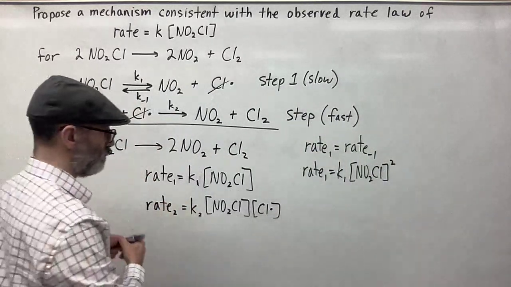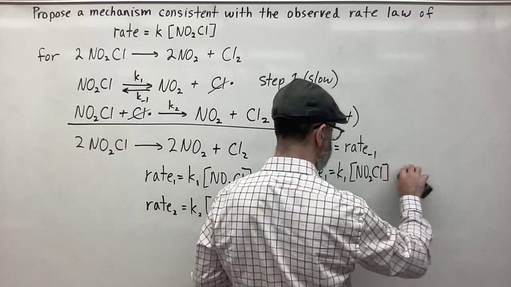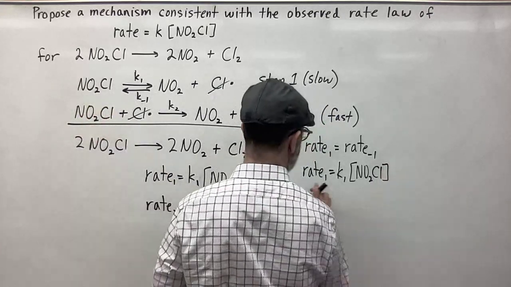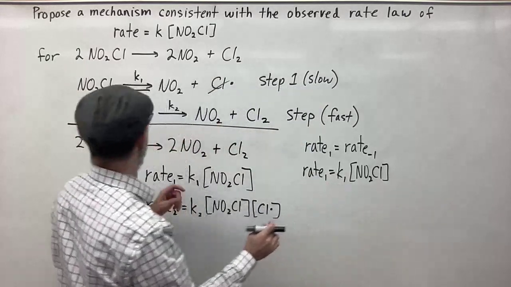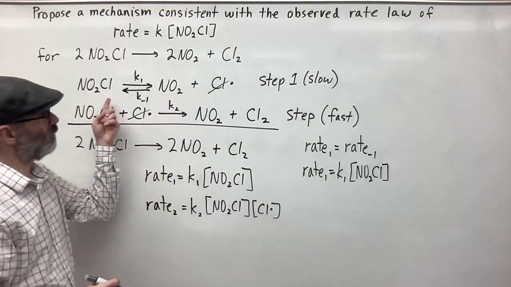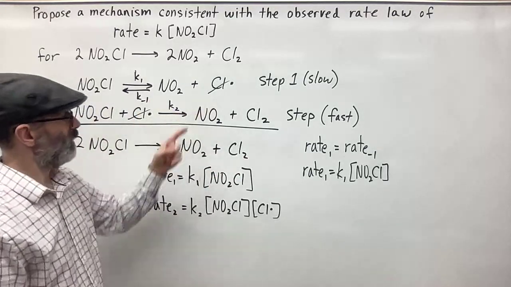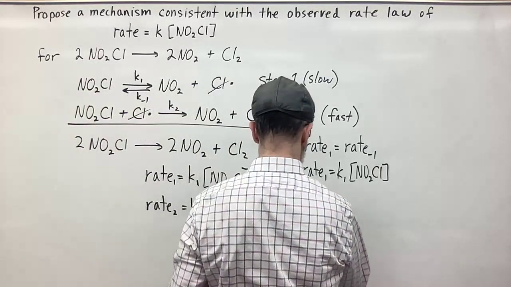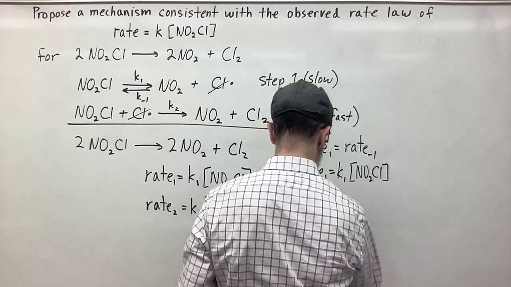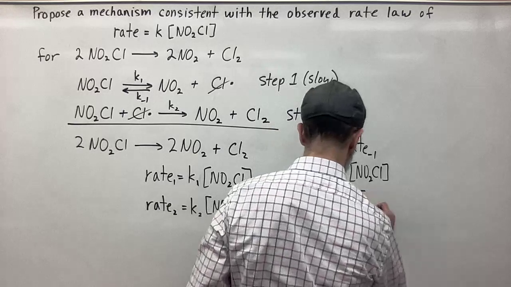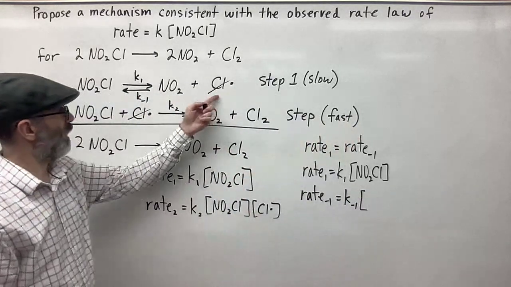Oops, I'm looking at the wrong one. Sorry, not squared. To the 1 here, right? So that would be rate 1 equals K1 times NO2Cl. And then if we do the reverse one here, then it would be rate minus 1 equals K to the minus 1 times the reactants here.